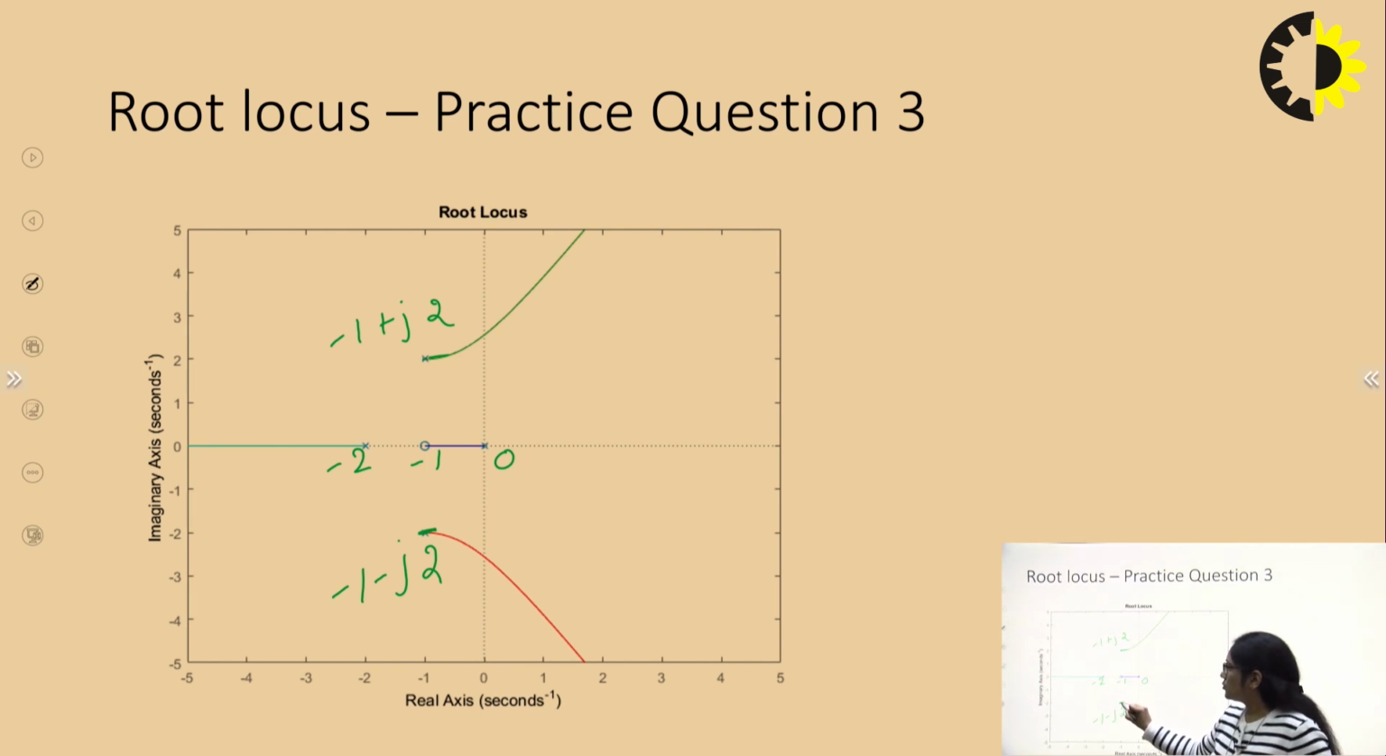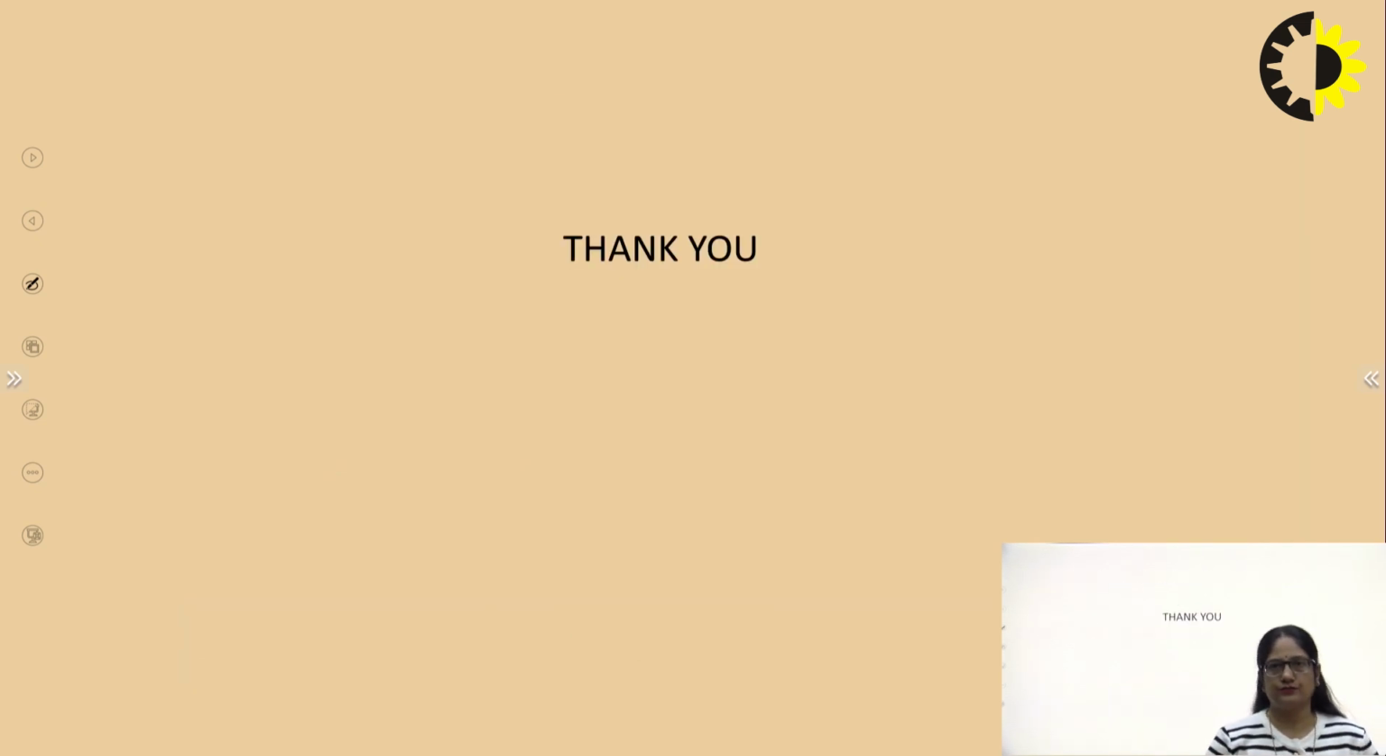The root loci starts at the open loop pole and tends towards infinity, and this starts at an open loop pole and tends towards infinity, and this is starting from the origin and ends at an open loop 0, and this starts at the open loop pole and tends towards infinity. So, this is the root locus sketch for the given practice question. Thank you.